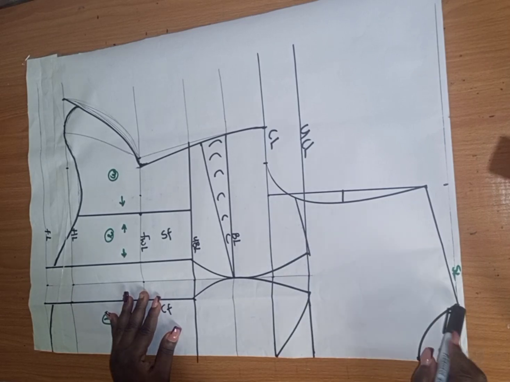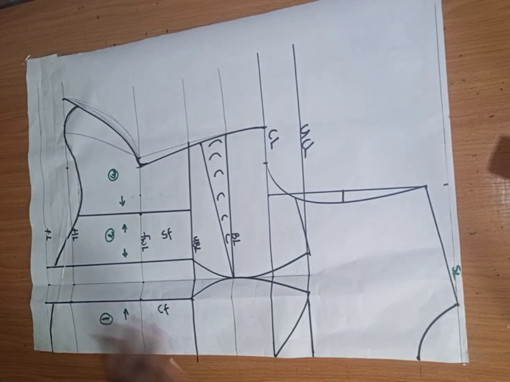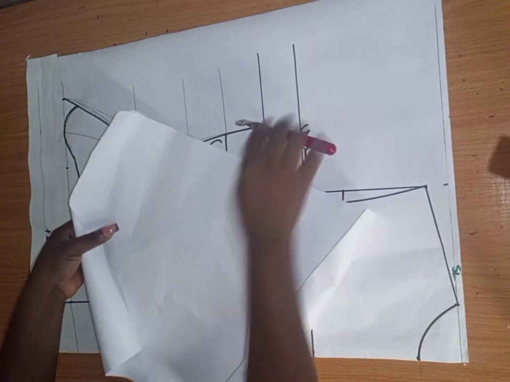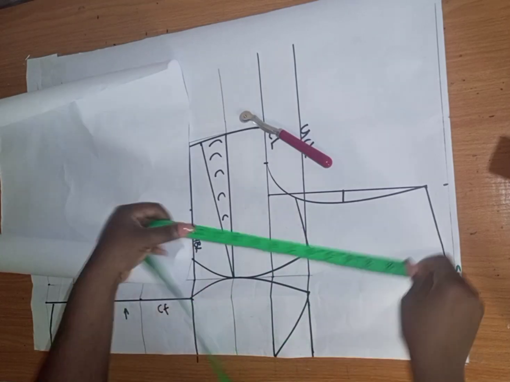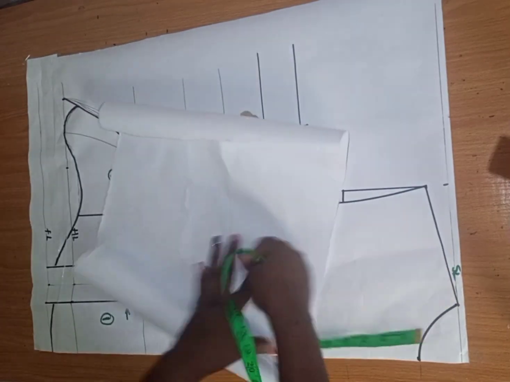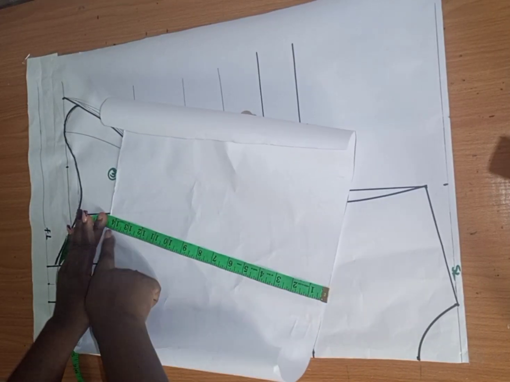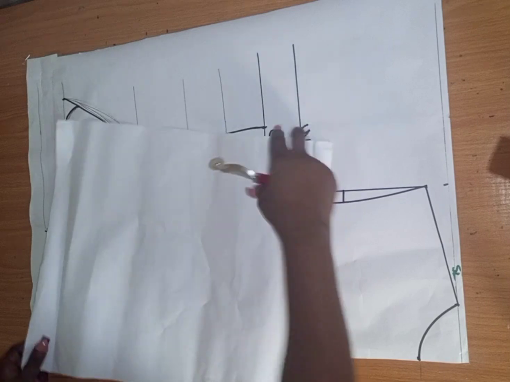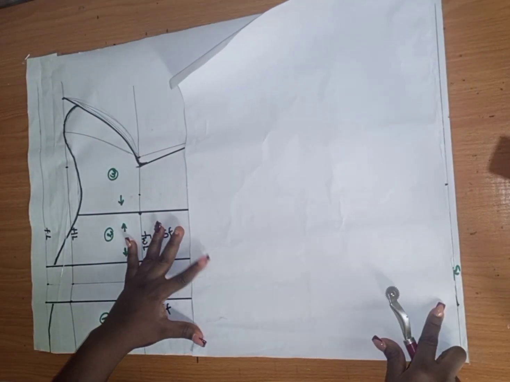Okay, so to cut out the net part of this dress, I'm going to measure from my shoulder to my under bust point, which is 14.5 inches. So I'm making sure that the plain pattern paper I brought out is up to that 14.5 inches. That is from my shoulder to my under bust point. Now I will place my pattern paper from my shoulder to my under bust point.